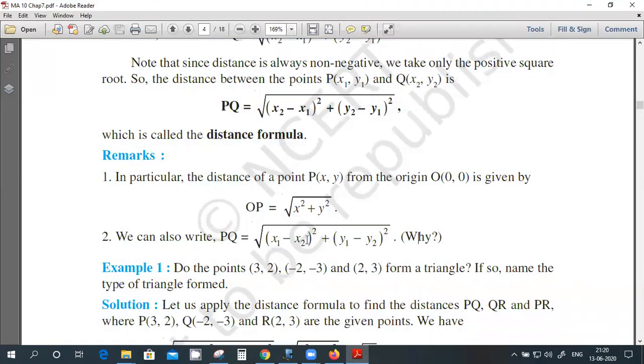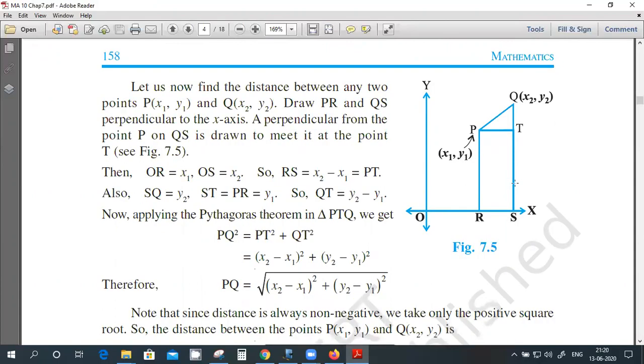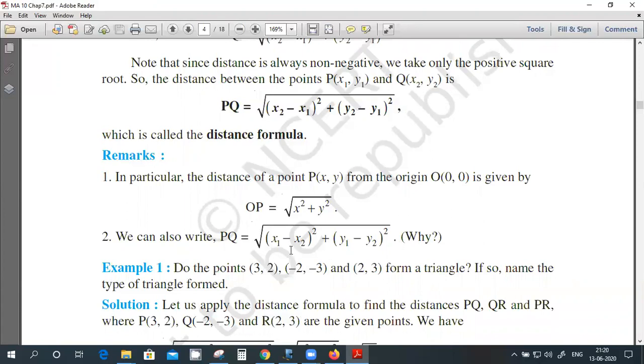The square of a negative number is the same as the square of a positive number. But here I put x2 minus x1 because this distance is larger value minus small value. Distance is always positive, length is always positive. That's why we took x2 minus x1. But this can also be written as x1 minus x2, because we were squaring it. Is it clear?